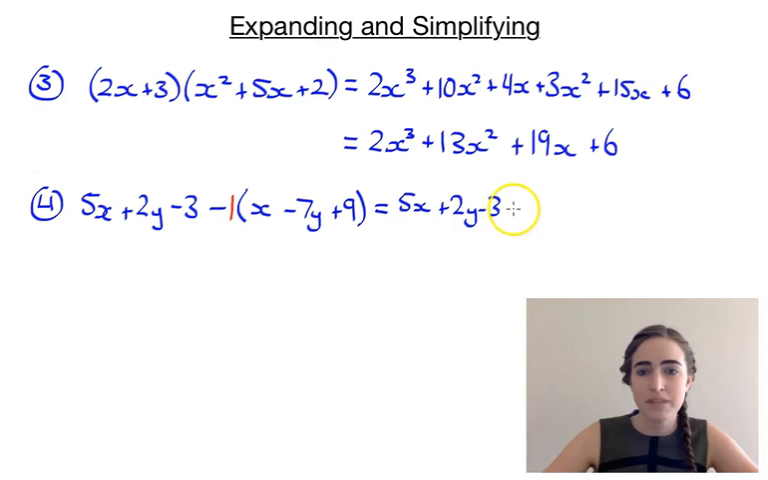So minus 1 times x would give us minus x. Minus 1 times minus 7y would give us plus 7y. And minus 1 times plus 9 would give us minus 9.